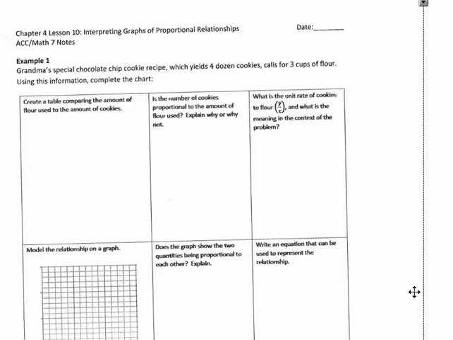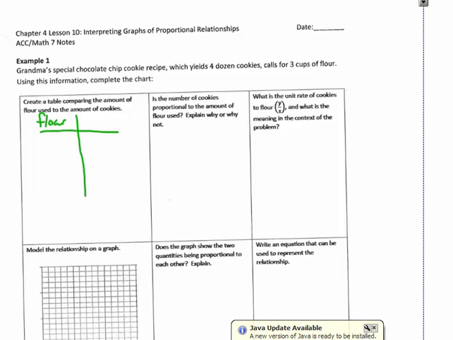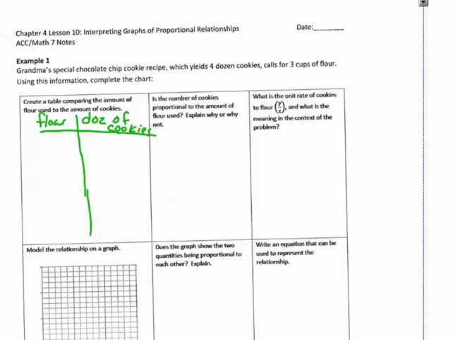So the first thing they ask us for is to make a table. I'm going to be comparing how much flour we have and how many cookies. So it's going to be cups of flour compared to the number of dozens of cookies. You could do this for just the actual number of cookies, but then your numbers are going to get a little bit bigger. So we know it tells us that we have 3 cups of flour and it yields 4 dozen cookies, right? I got that information from up here.